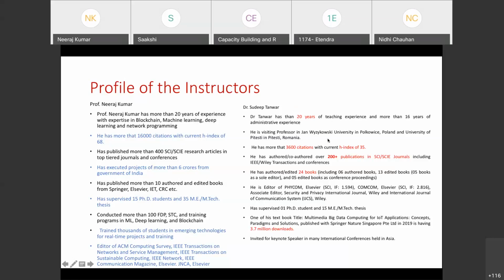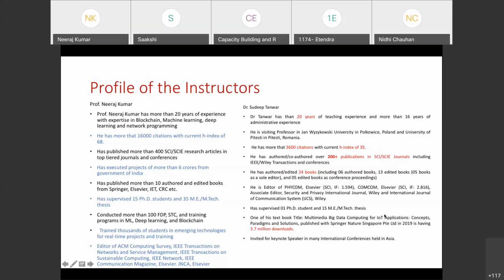He is a visiting professor in Poland and in University of Romania with 3,600 citations and a current H-index of 35. And he has also more than 200 publications in SCI journals with 24 books, consisting of authored, edited, and conference proceedings. And he is editor of various journals, supervises ME and PhD students. And more interestingly, we have co-authored one book called Multimedia Big Data for IoT Applications, which has 3.7 million downloads, and he has been an invited speaker in various conferences.